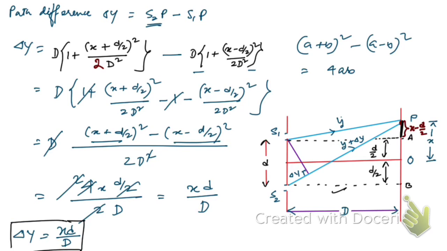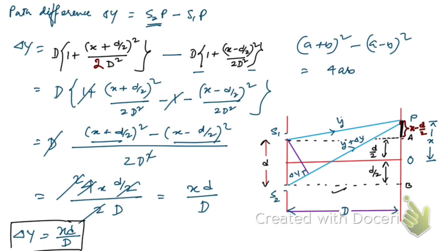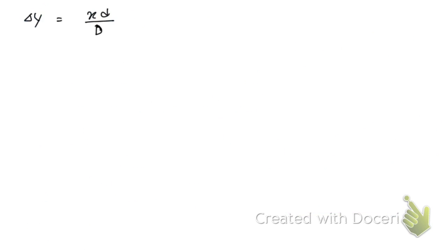Now let me go to a new slide. Okay, so what is the path difference we have got? Del y is equal to x small d by capital D, and let me draw the diagram as well. First let me copy this diagram. Okay, now here is the diagram. You see, this is S1.